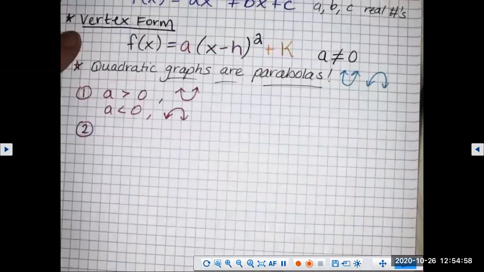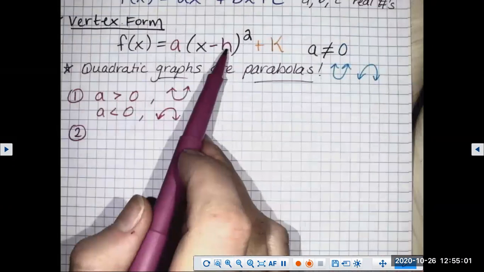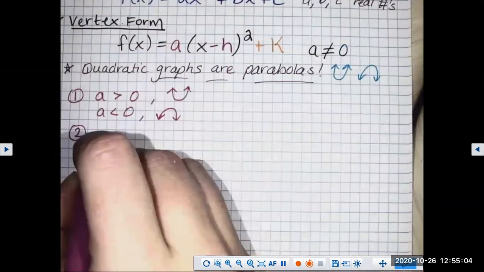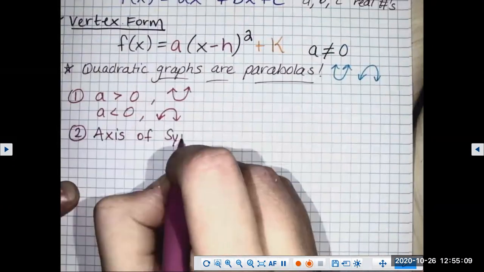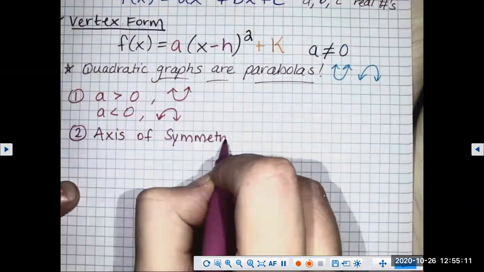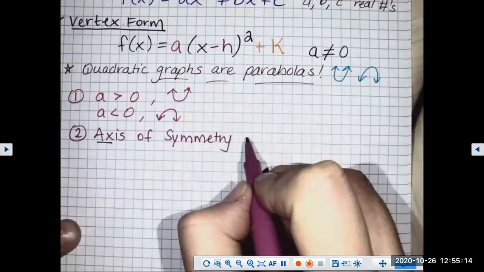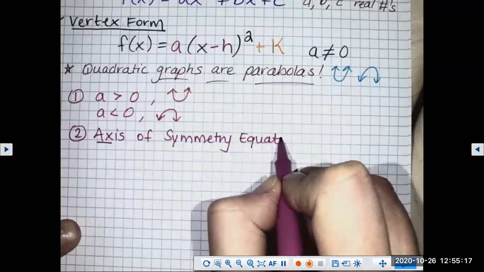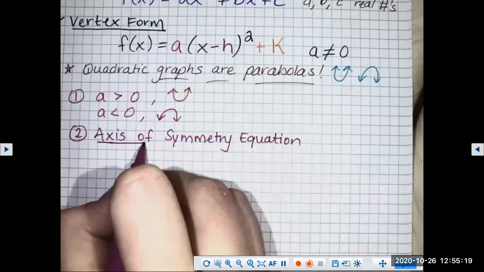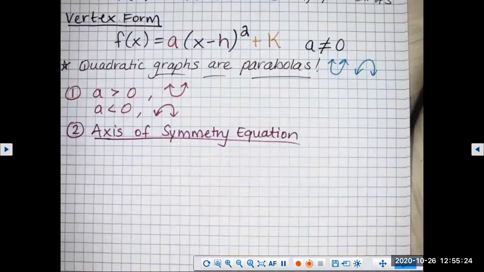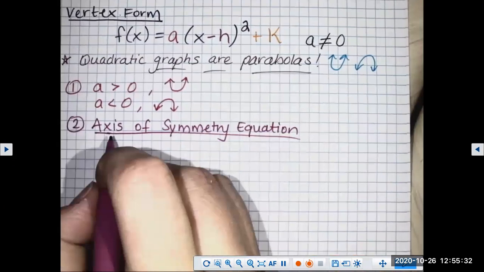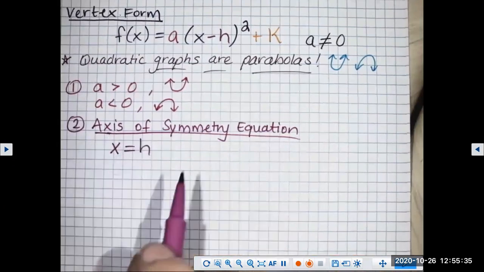All right, anyway, this number will give you your axis of symmetry equation. Every parabola has an invisible line that splits it in half, or your axis of symmetry. And so you just simply get that by saying x equals h, and it's always going to be a vertical line.